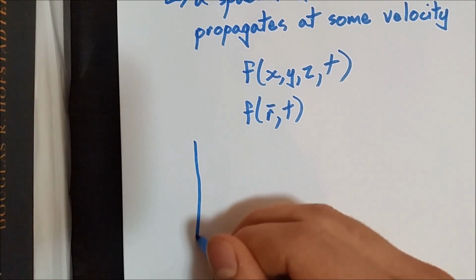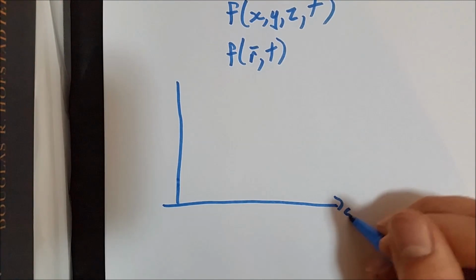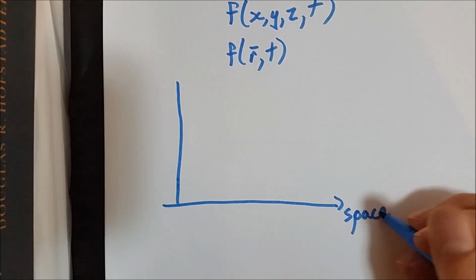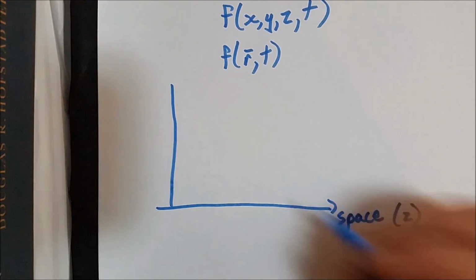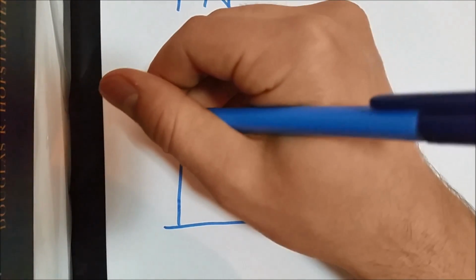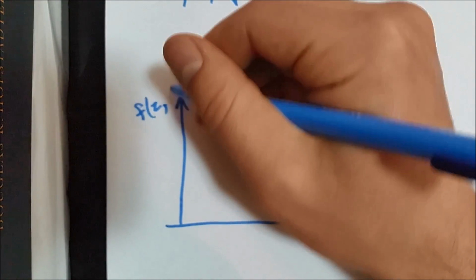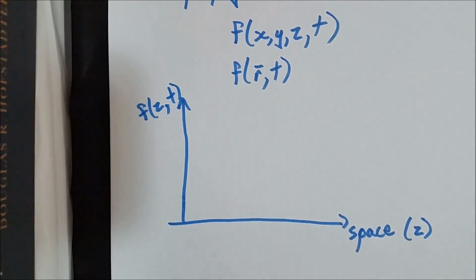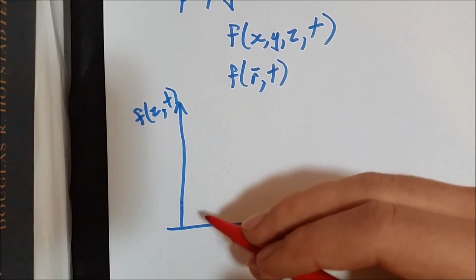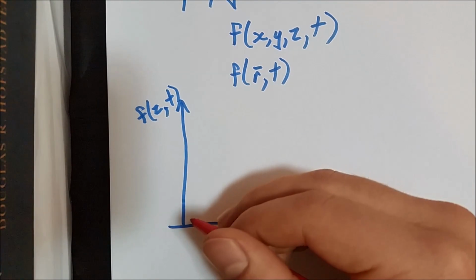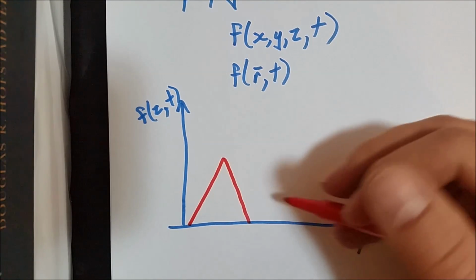Well, to help visualize that, I can draw out some axes. Along this axis, we have space. And for this example, I'm just going to use the variable z. So this is space in the z direction. And this is going to be the wave function of variable z and time t. Now this function can take any shape, any size, it doesn't really matter. For this example, I'm just going to keep it simple and make it a triangle.